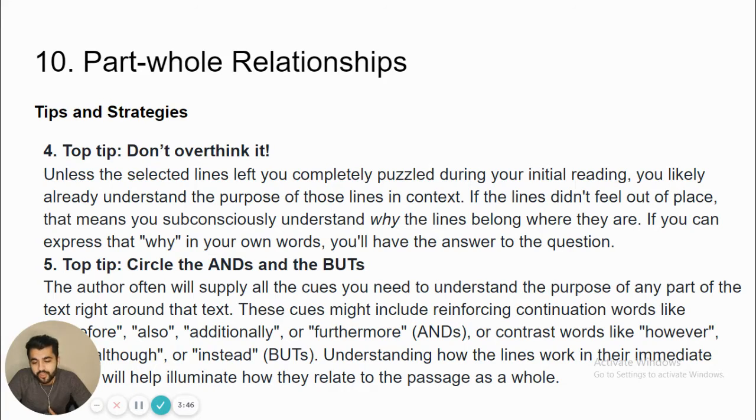Number five, circle the ands and the buts. The author often will supply all the cues you need to understand the purpose of any part of the text right around that text. These cues might include reinforcing continuation words like before, also, additionally, and furthermore. These are called the ands, and contrast words are like however, although, instead. These are called the buts. Understanding how these lines work in their immediate context will help illuminate how they relate to the passage as a whole.